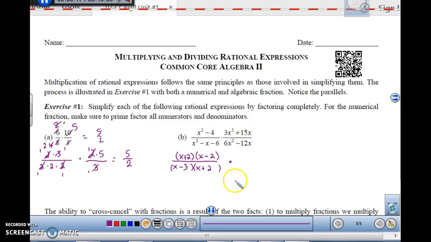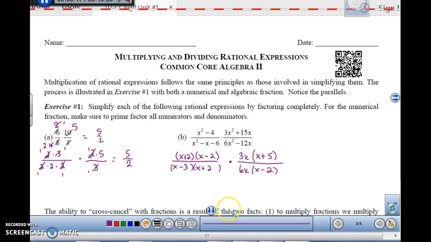3x squared plus 15x. That's a GCF factor. The GCF in this is going to be 3x. And when you factor that out, you're left with x plus 5. And then 6x squared minus 12x is also a GCF. You're going to factor out a 6x. So that's going to be x minus 2. Okay, so now that's completely factored.